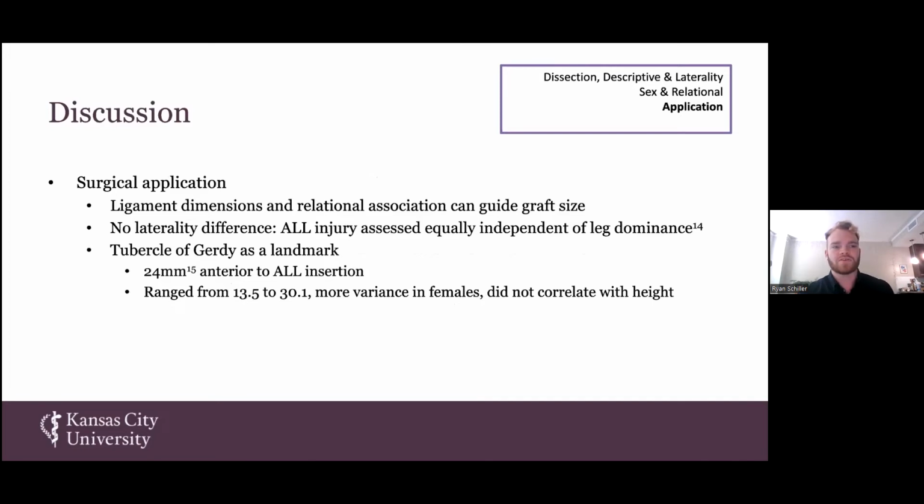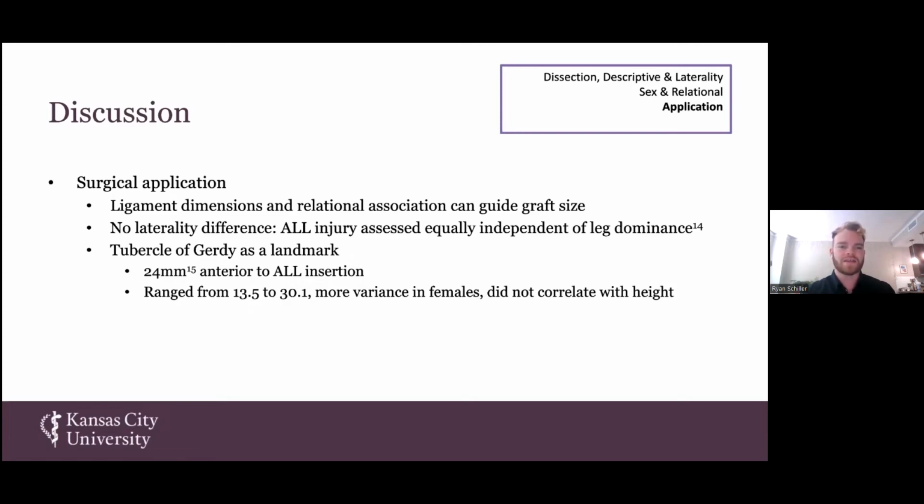And these results could also have an application to surgery. The ligament dimensions that we measured and that relational association between them with males and females can help guide graft size, especially when it's coming from a cadaveric source. And not having any difference between right and left suggests that every knee injury should be treated the same, whether it's their dominant leg or non-dominant leg, and that undiagnosed ALL injuries should be assessed equally on both sides.